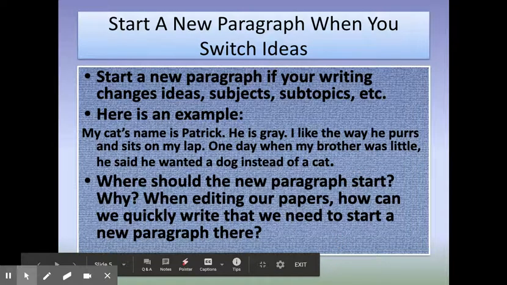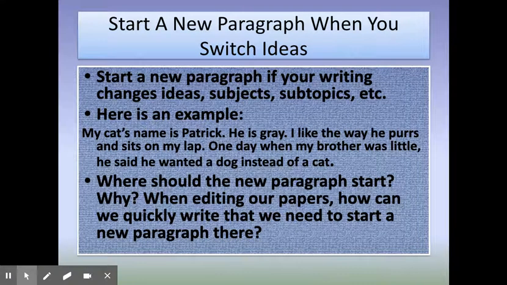Okay, we're going to practice now. So start a new paragraph when you switch ideas. When you switch ideas, that's kind of what we mean by subtopic. If I'm talking about whales and where they live, and then I start talking about whale babies, that would probably be a great place for me to switch and start a new paragraph. Start a new paragraph if your writing changes ideas, subjects, subtopics, etc.